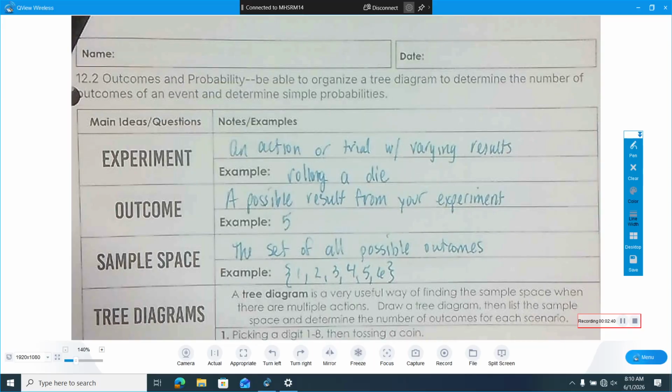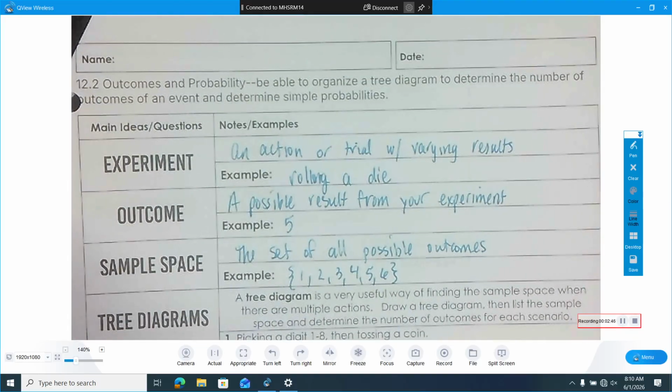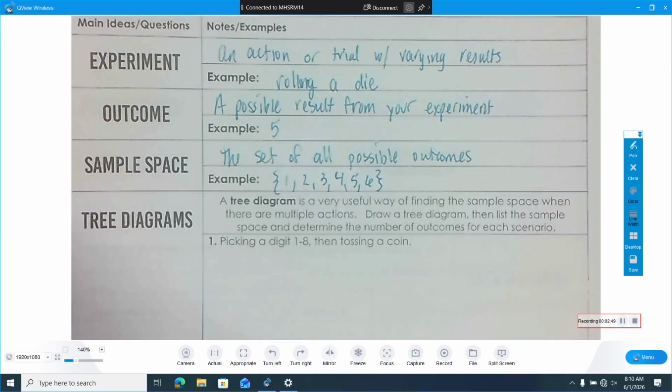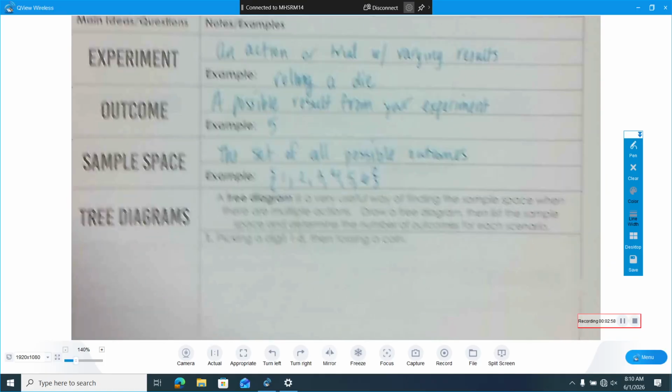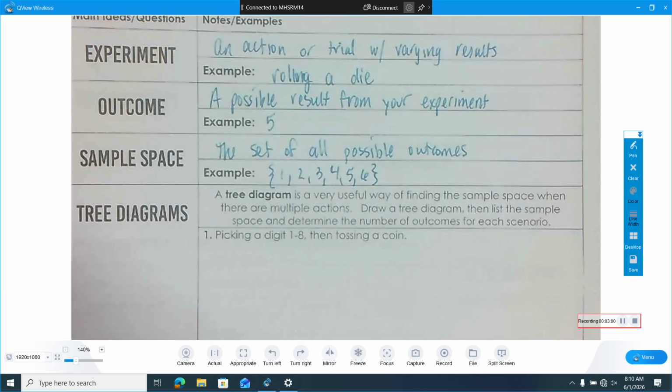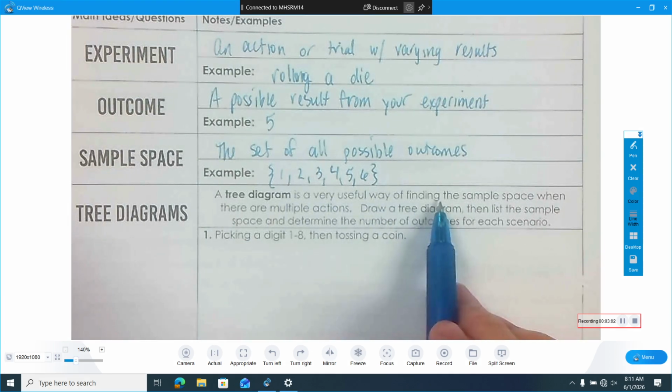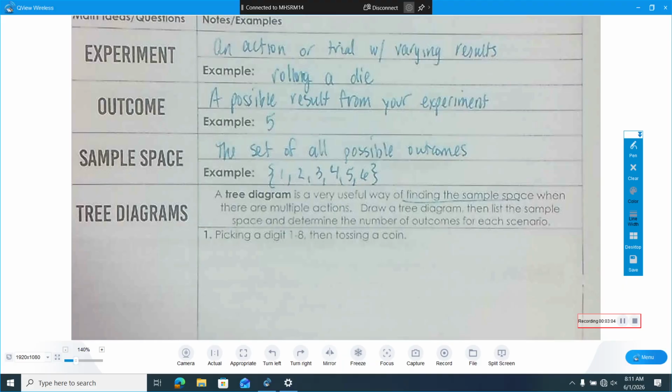And another way that we can figure out possible outcomes is by making a tree diagram. This one was really, really simple. But sometimes we do more than one action, more than one experiment at a time. And so when we have a bunch of different experiments that we're doing, then we can use a tree diagram to help us find the sample space when there's multiple actions.